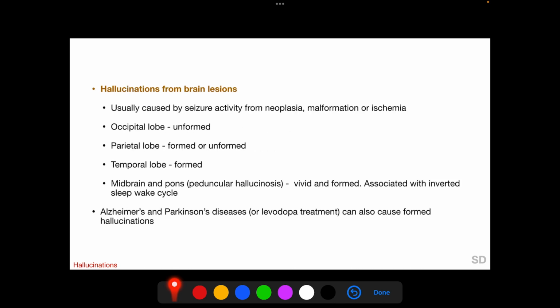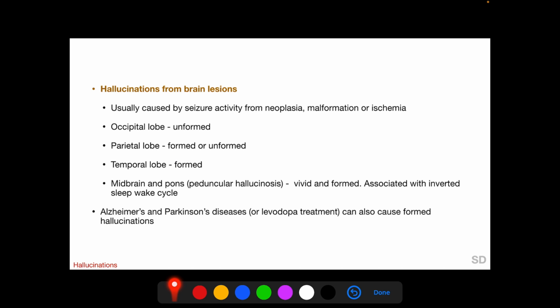Hallucinations can also occur from other brain lesions, usually caused by seizure activity, from neoplasia, malformation or ischemia. So occipital lobe seizures usually cause unformed visual hallucinations. Parietal lobe seizures usually cause formed or unformed visual hallucinations. Temporal lobe seizures usually cause formed visual hallucinations. And even midbrain and pons lesions can cause visual hallucinations, in which case it is called a peduncular hallucinosis.